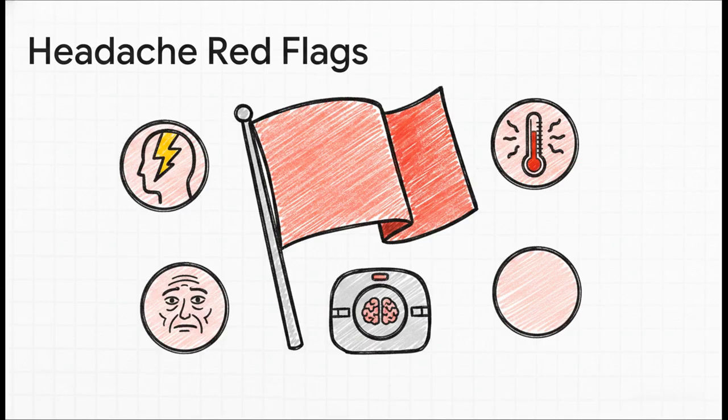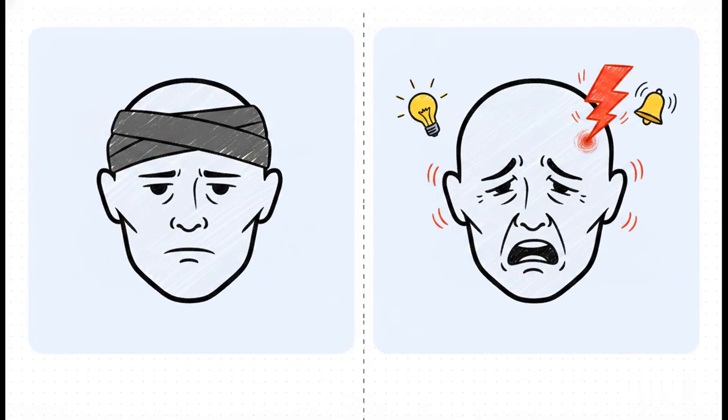A huge one is age. If a patient is over 50 and presenting with a brand new headache, or if their usual headache pattern suddenly changes or becomes positional, well, you just can't assume it's tension. These are the critical moments where you order neuroimaging, like a contrast MRI, to rule out secondary headaches, brain tumors, or vascular issues.